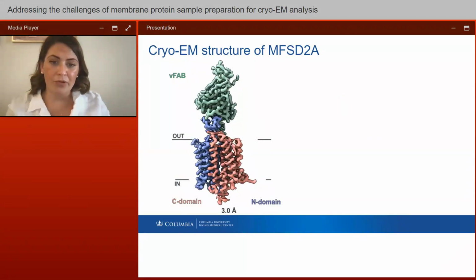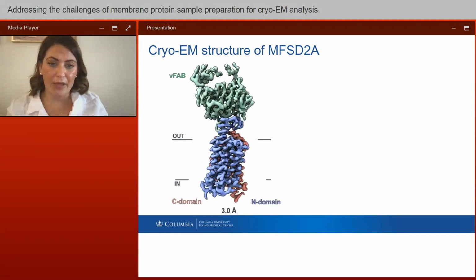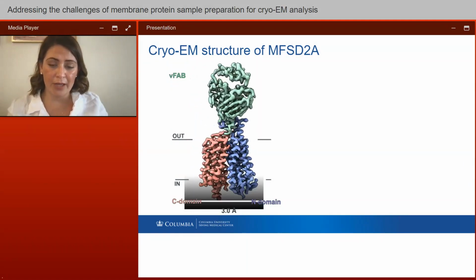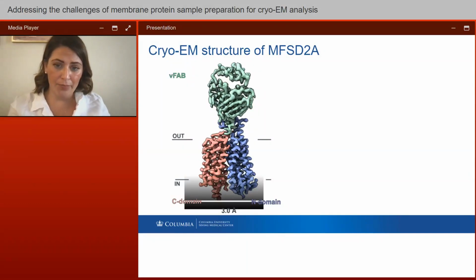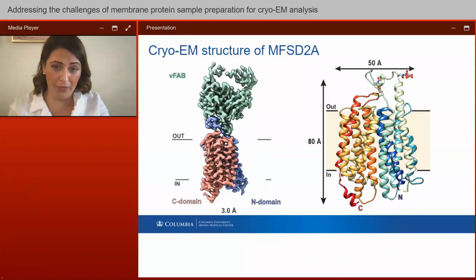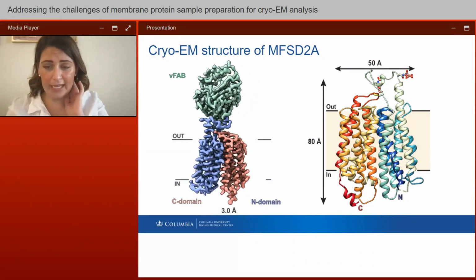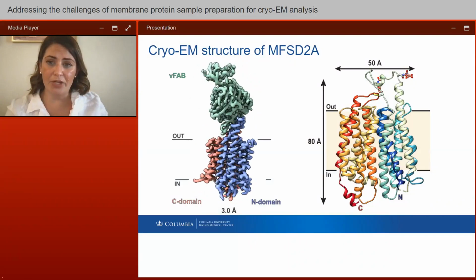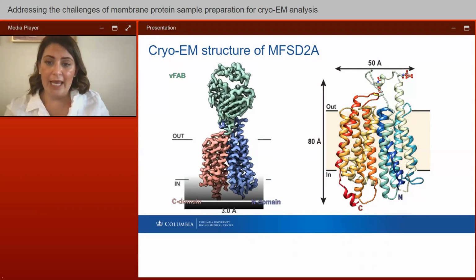From this, we were able to obtain a 3 angstrom reconstruction of MFSD2A. You've got the N-terminal domain in blue, the C-terminal domain in pink, and the variable domain of the Fab up here on the outside of the membrane. Into that, we were able to build our structure of MFSD2A. As you can see here, it has a classic MFS fold, so 12 transmembrane helices separated into two 6-helix bundles. Here you can see it's in this upside down V shape, so that's the inward facing conformation.